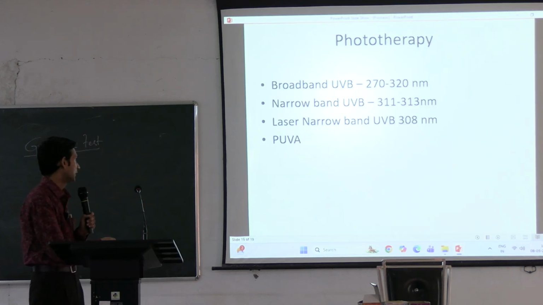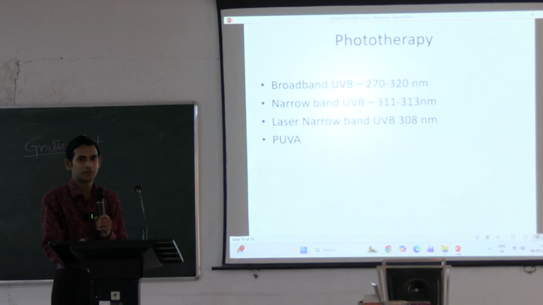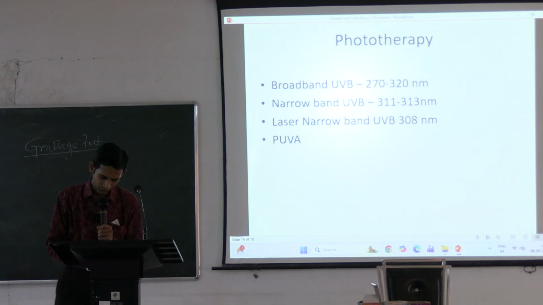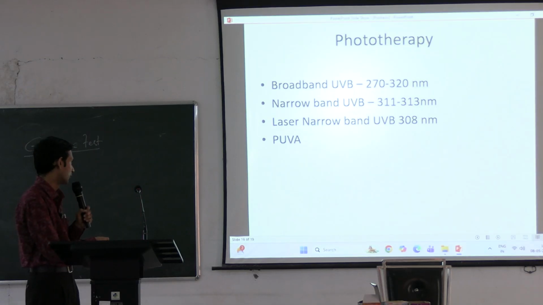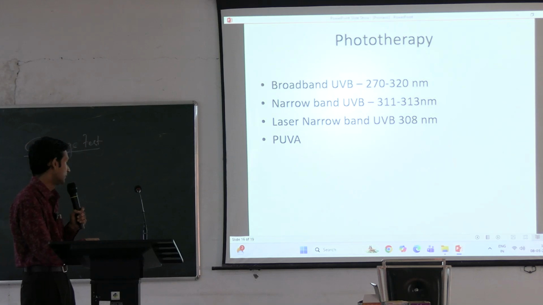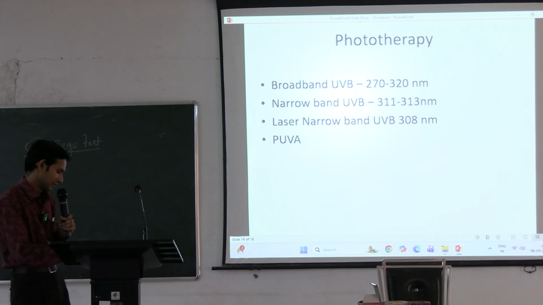Now, coming to the phototherapy. Phototherapy is also effective for the treatment of psoriasis. The phototherapies commonly given for psoriasis are the broadband UVB, that is 270 to 320 nanometer, narrowband UVB in the wavelength of 311 to 313 nanometer, the laser narrowband, that is 308 nanometer, and PUVA therapy, that is psoralen with ultraviolet A therapy.